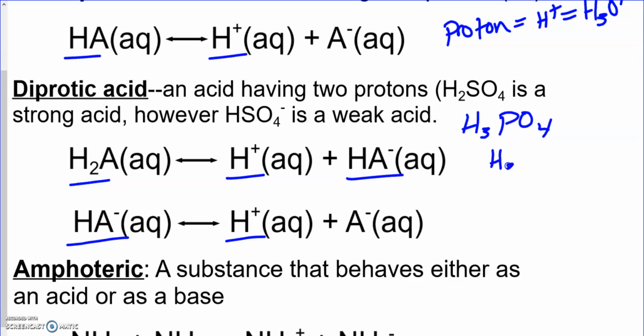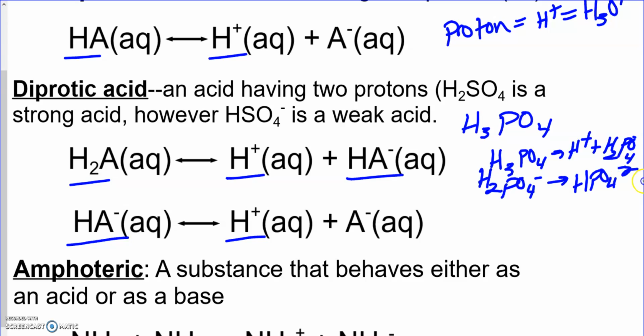So H3PO4 goes to a hydrogen and H2PO4 minus, and then H2PO4 minus goes down into HPO4 2 minus plus a hydrogen, and so on and so forth. So each time it's getting rid of another hydrogen.